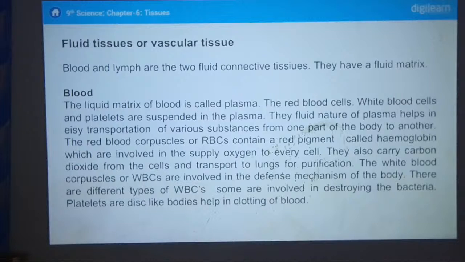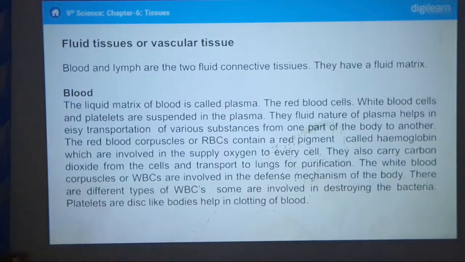The red blood cells, white blood cells, and platelets are suspended in the plasma. The fluid nature of plasma helps in easy transportation of various substances from one part of the body to another. The red blood corpuscles or RBCs contain a red pigment called hemoglobin, which is involved in supplying oxygen to every cell. They also carry carbon dioxide from the cells and transport that to lungs for purification.